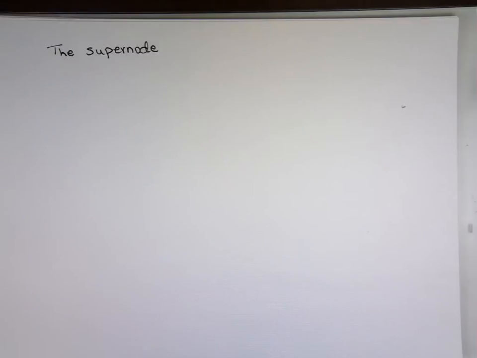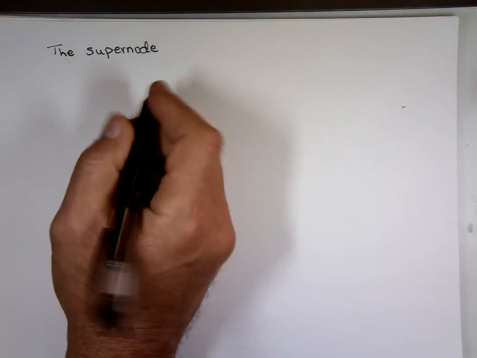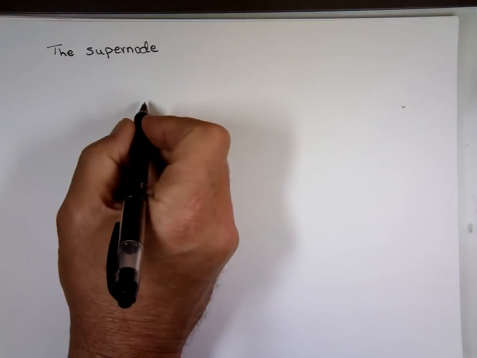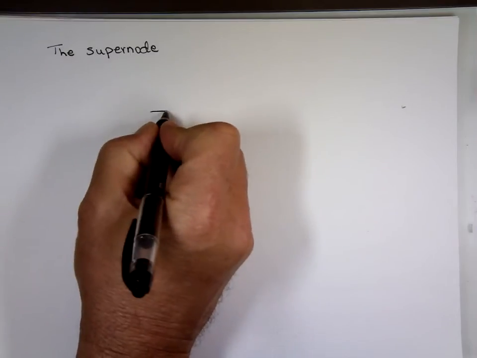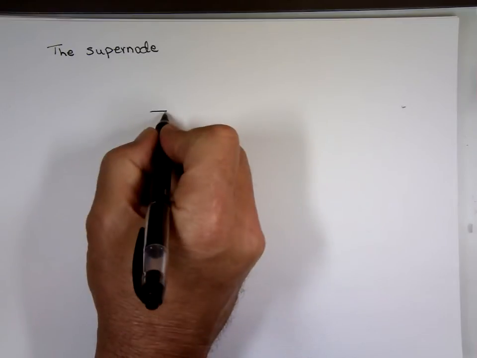Now, with nodal analysis, the supernode is something you're going to encounter when you have a voltage source in the circuit. So let's take this example. Let's say we have, leave some space on the top. I'm going to be adding stuff to it.